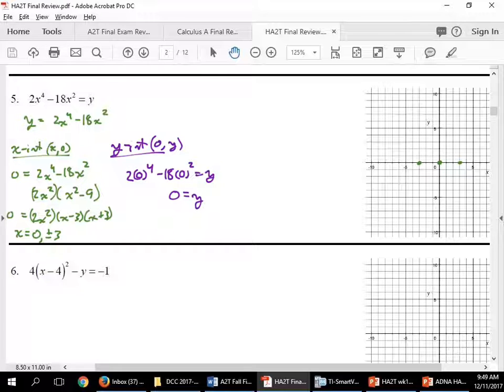What was the other thing that we had to do? We had to find out where y equals 3. So we got to find the x when y equals 3. So we plug 3 into the y. So we get 3 equals 2x to the fourth minus 18x squared. This does not look like fun. You know what you have to do? You have to move the 3 to the other side so that this side equals 0. And then we have to factor this.